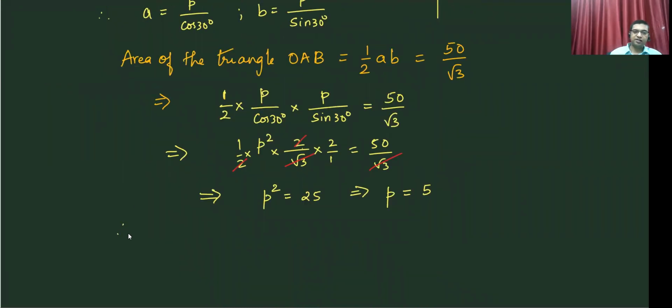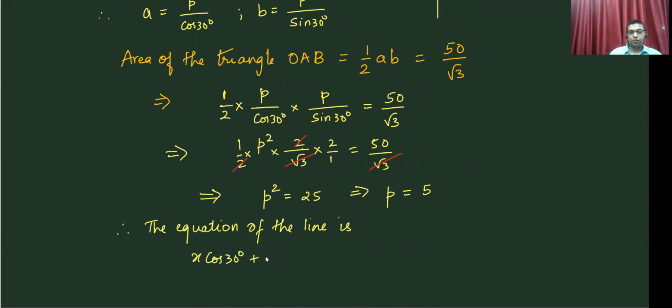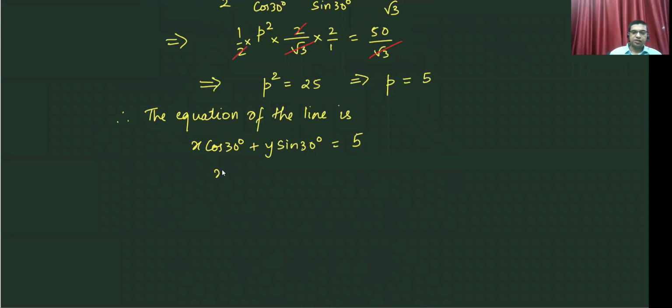Therefore, equation of the line is x cos 30 plus y sin 30 is equal to p, 5. So x root 3 upon 2 plus y into 1 upon 2 equal to 5. Common LCM, take it to the other side. Root 3 x plus y equal to 10. This is the equation of the line.